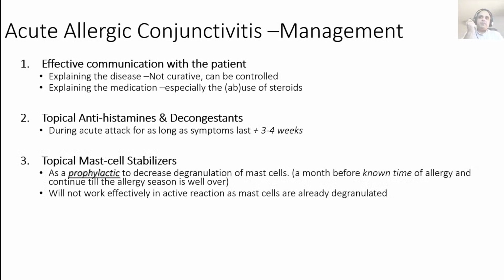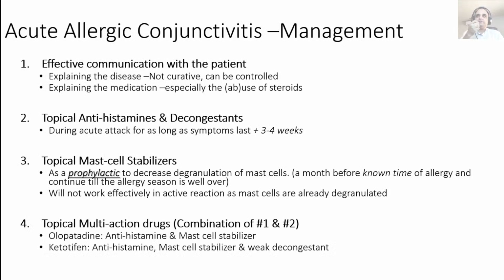You can also prescribe mast cell stabilizers as a prophylactic measure. So you tell them, look, your allergies begin in March, start using this in Feb. Continue using this throughout the allergic period and maybe 3 to 4 weeks after that. Because mast cell stabilizers work best when they act before mast cells degranulate and release histamine into the system. You can prescribe them once the allergic reaction starts, but they will not be as effective as they would be if you use them before the allergic season starts.